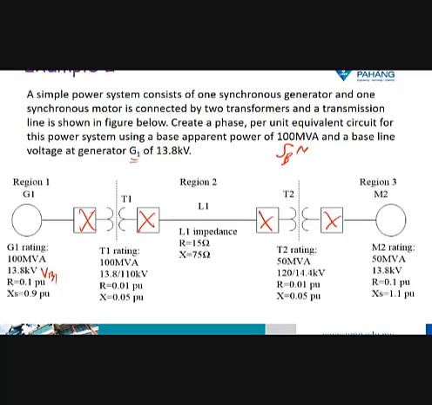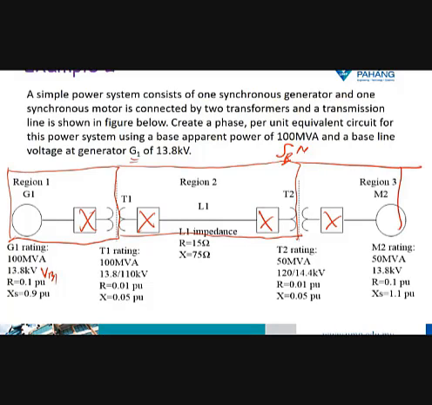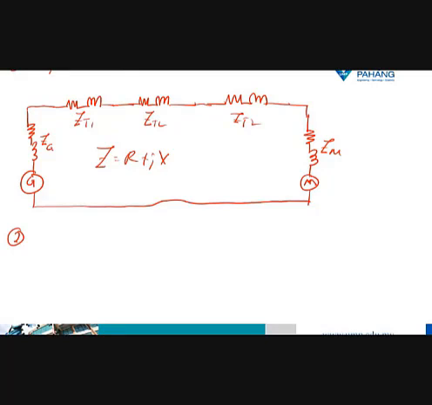If you look at this single line diagram, we have to state the regions. The regions are already stated: region 1, region 2, and region 3. We have three regions, so we have to calculate a new base voltage for each region. Region 1, starting from V base 1, we have 13.8 kV. This one is given in the question.